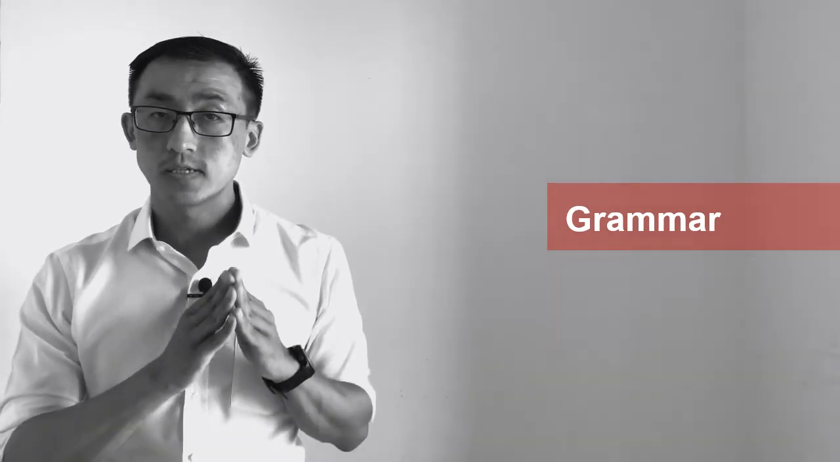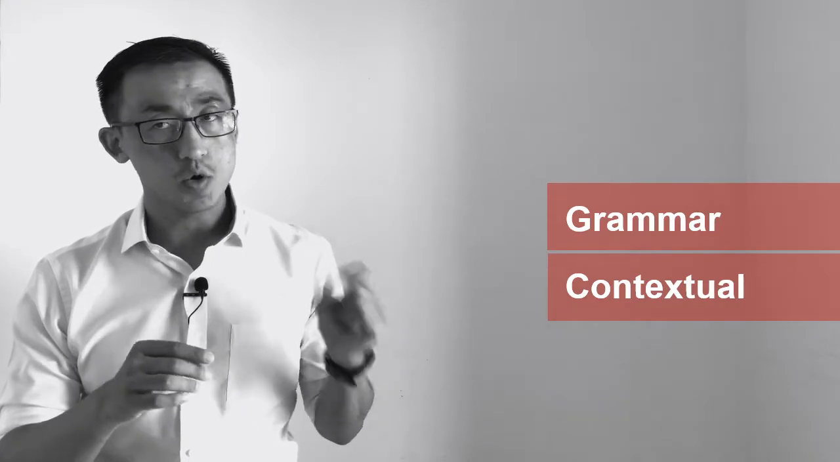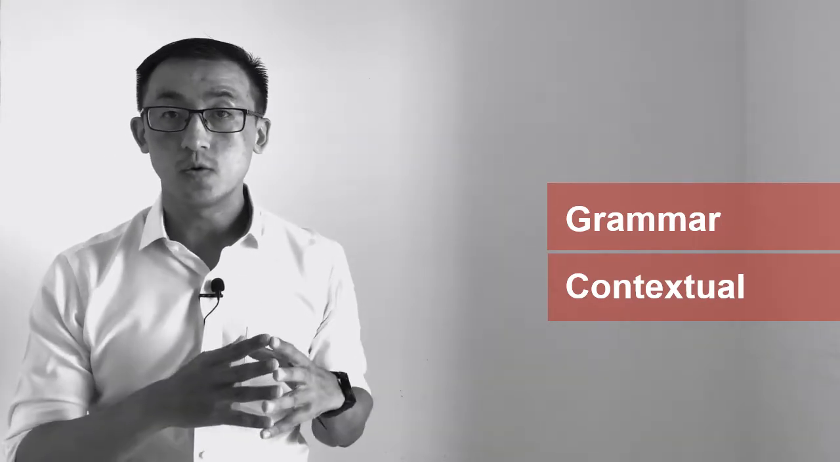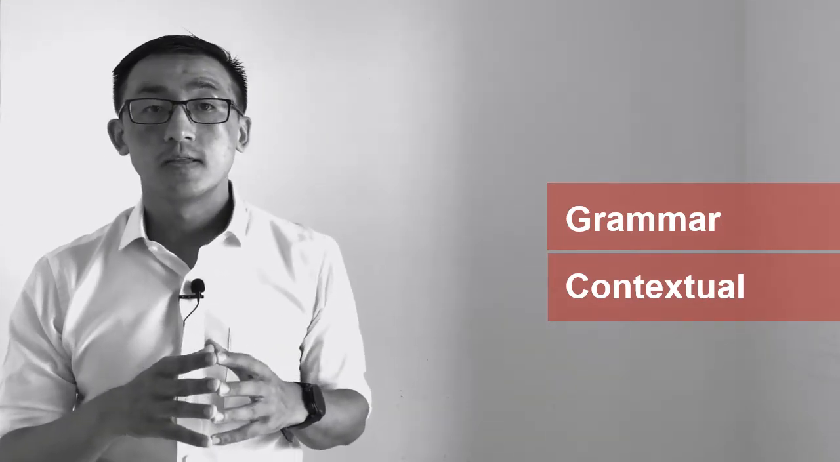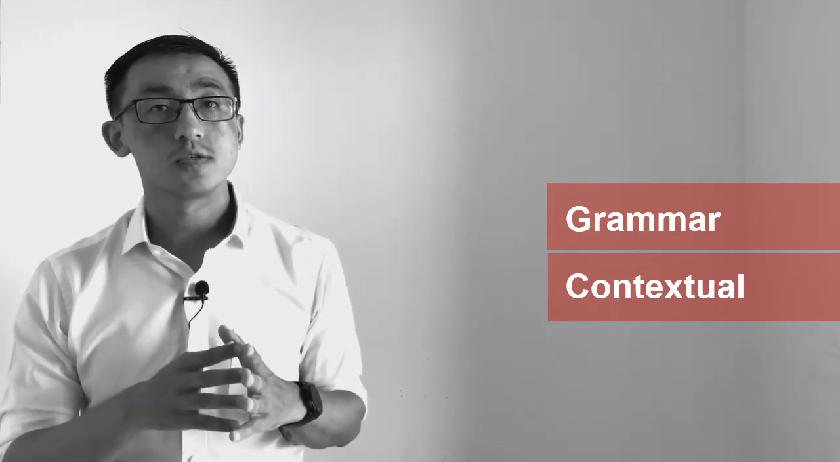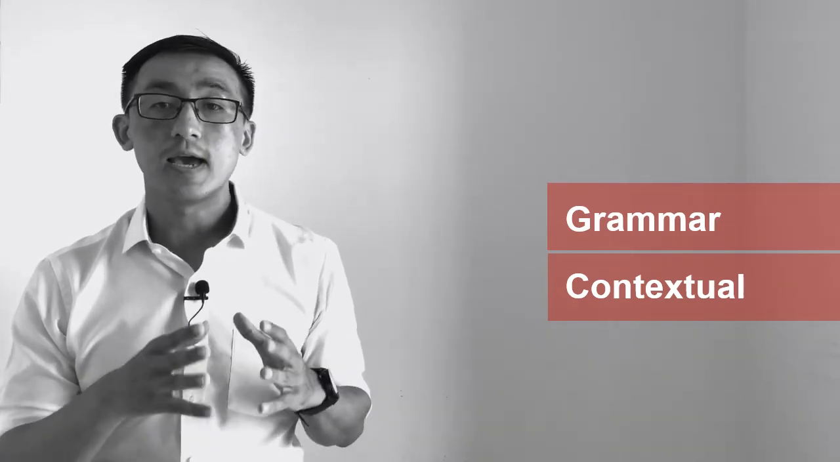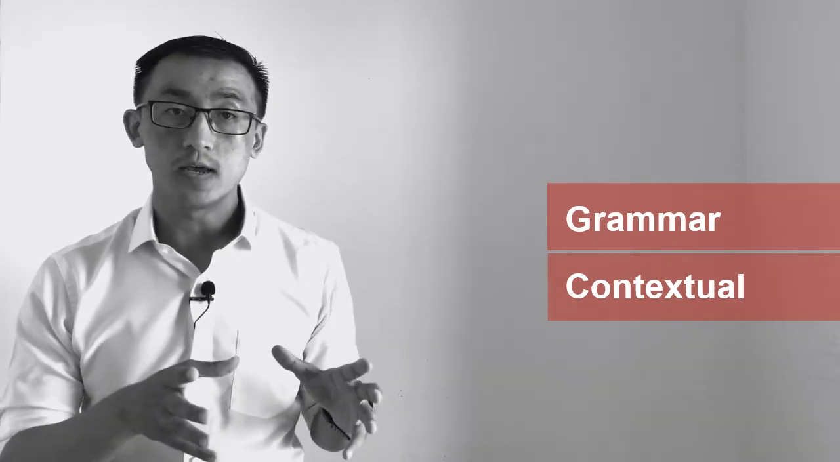And second is the contextual type of question. All of the answer options for this question type fit grammatically, so you cannot depend on grammar knowledge to know the correct answer. Instead, you'll have to use context clues. When I say context clues, I mean, say, the main purpose of the writing.